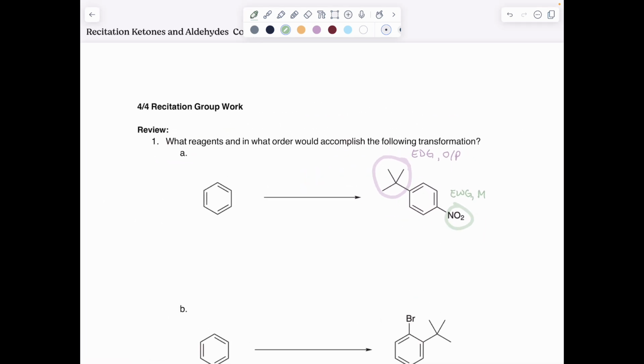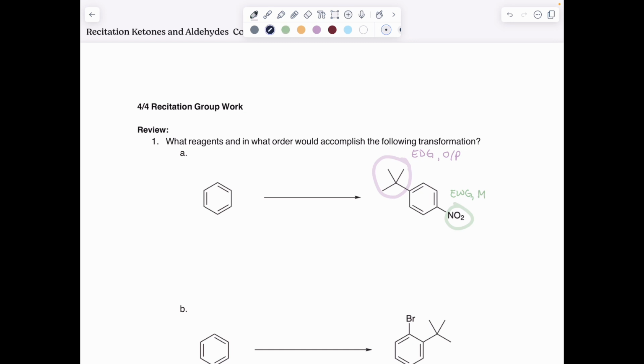So now we look at the positioning relative to each other, and you can see that these two substituents are para to each other, which means that we must have added the tert-butyl group first, so that once the tert-butyl is added, it will direct to the para position. If we were to do it backwards, the nitro group added first, then the tert-butyl group would be added in the meta position, and that's not what we want. So we know that first we need to add the tert-butyl, and second we need to add the nitro.